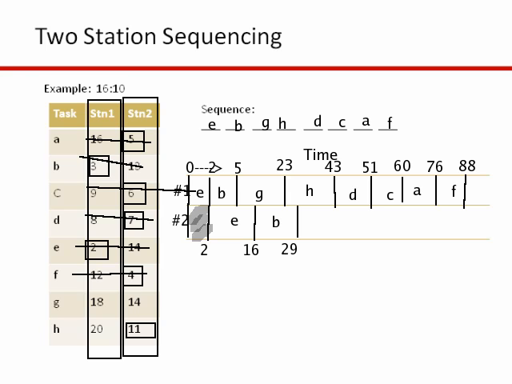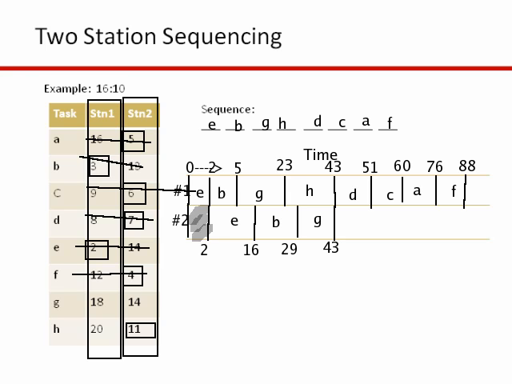Then G can start at time 29, and G takes 14. So this G is going to take us then to 43. All right, so G is going to be able to get started when H gets done on the first machine. Okay, so this is G, and this is time 43. All right, so we can start H at 43.